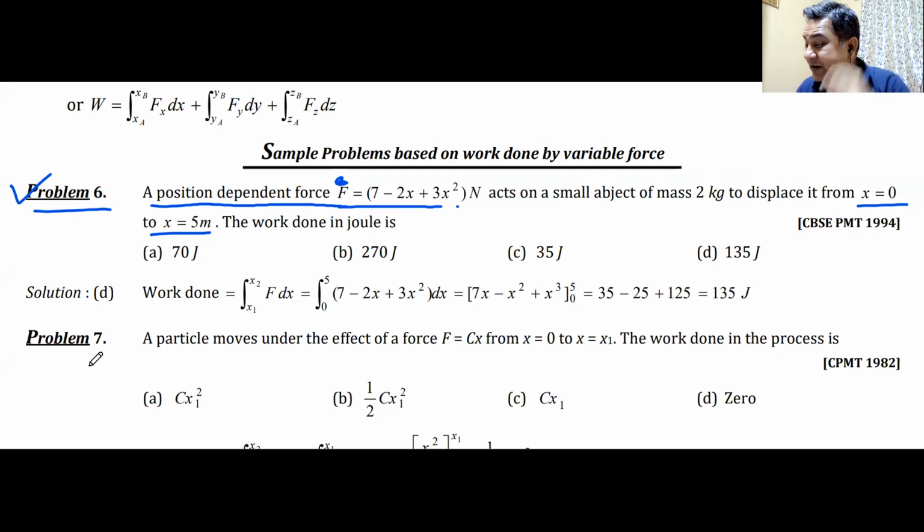Here it is a position dependent force varying along x-axis. The SI unit is Newton, so I have marked it. Mass of the block is 2 kg. Displace it from x is equal to 0. So this is the initial position and this is the final position. You have to find out the work done.